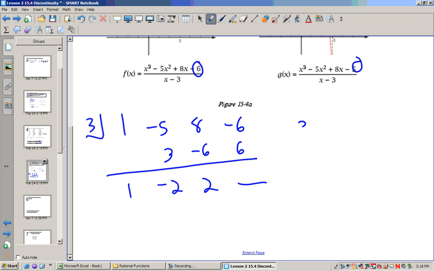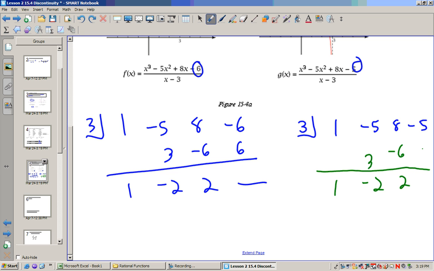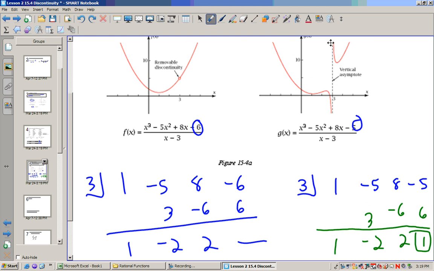Over here, we just changed that by one number. Oops. My computer program doesn't like it when I go off the screen to the right. 1, 3, negative 2, negative 6, 2, and now this 6 will give us a remainder of 1. So if there's a remainder, it's going to create this vertical asymptote. When there's not a remainder, it's going to create a removable discontinuity.